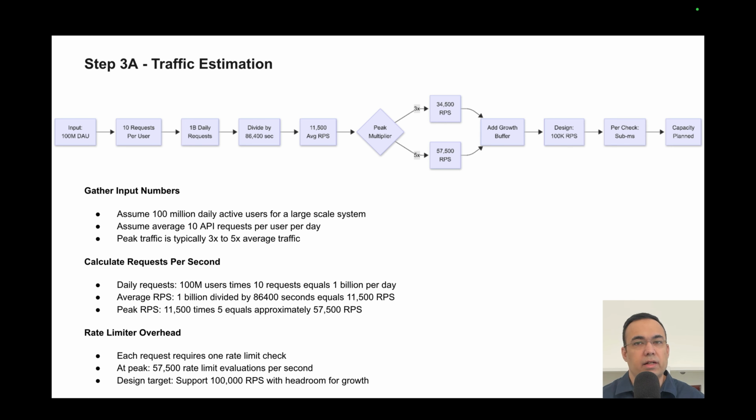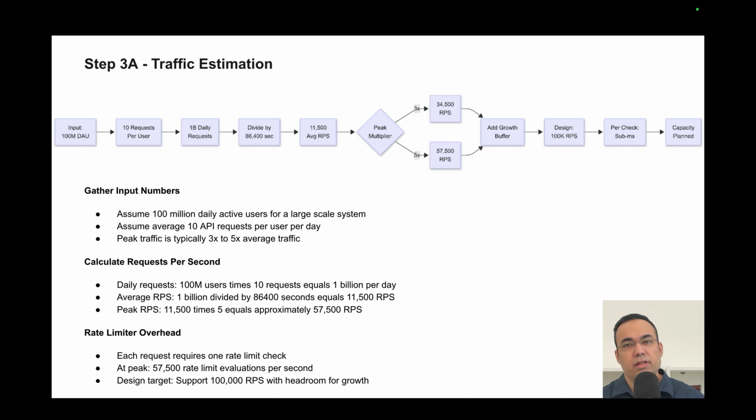Then we consider the rate limit overhead. Each request requires one rate limit check. At peak, that means 58,000 rate limit evaluations per second. Our design target should be roughly 100,000 requests per second to provide headroom for growth. You should always be designing for 2x your expected peak.